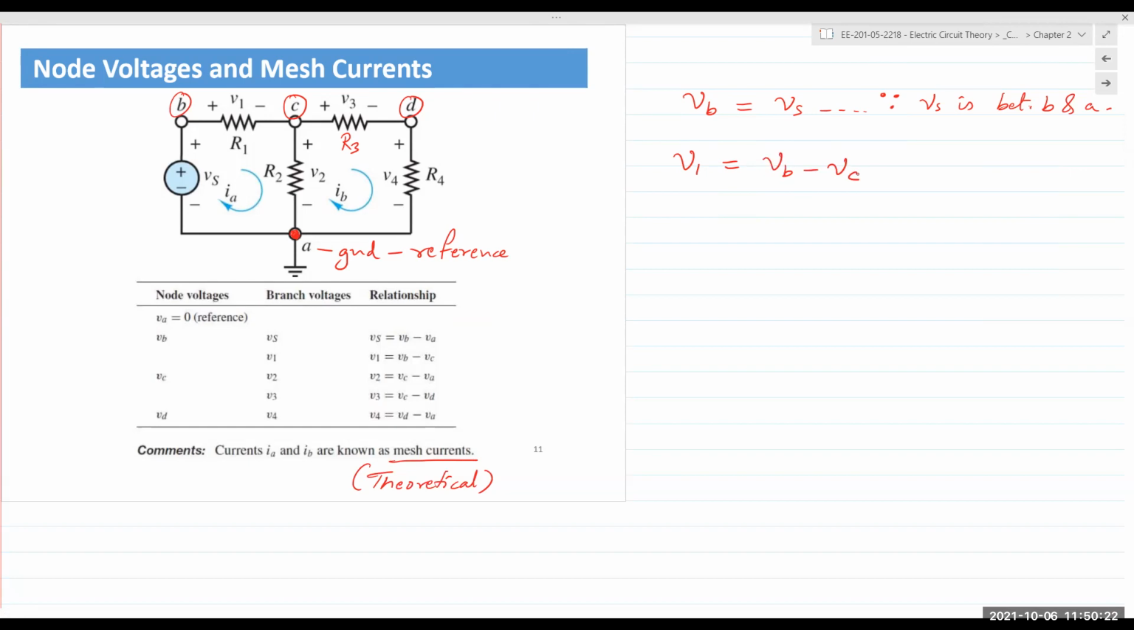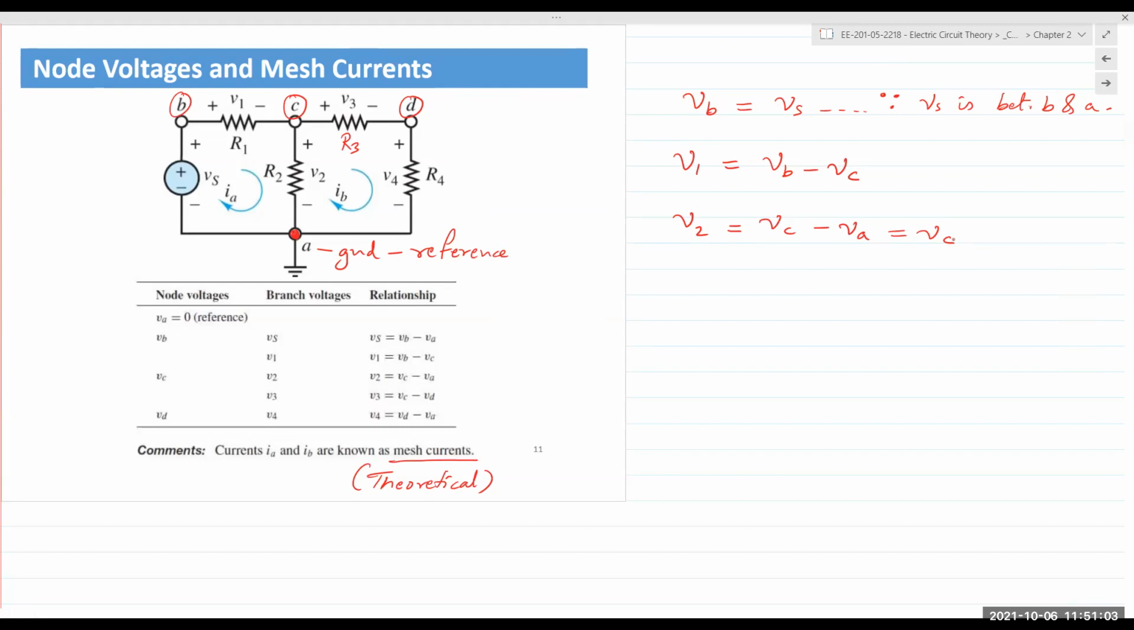Similarly, you can write V2 is VC minus VA. But VA is already ground, and so this is equal to VC. Right? V2 is VC minus VA. VC is plus, VA is minus. And VA is also ground, so we can write V2 is equal to VC. Does that make sense to everyone? You're describing the resistor voltages in terms of the node voltages. Yes. Based on the polarity.